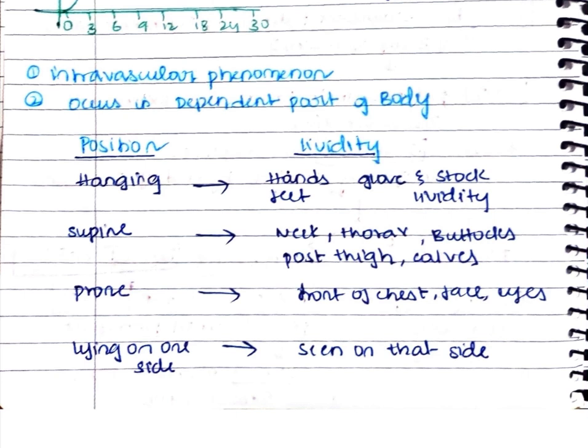And if the person, again as we said, is lying in a supine position, the lividity is seen on the back side, the posterior side, like neck, thorax, buttocks, posterior thighs and calves. If the person is lying in the prone position, then you can see it on the anterior part, like the front of the chest, face, eyes, etc.